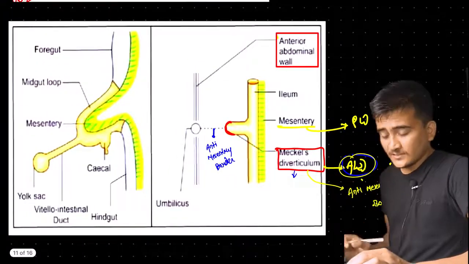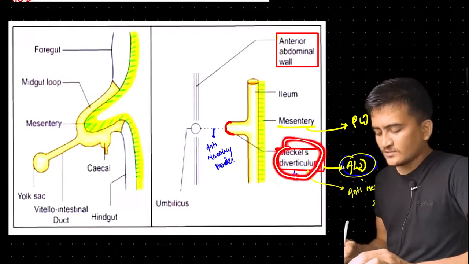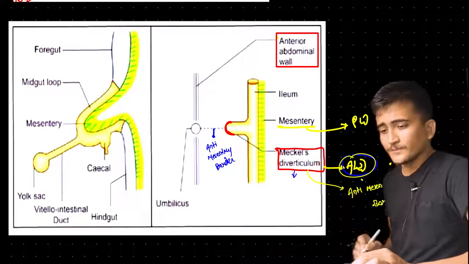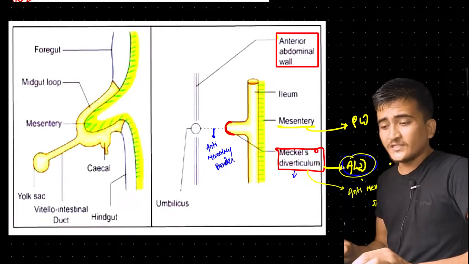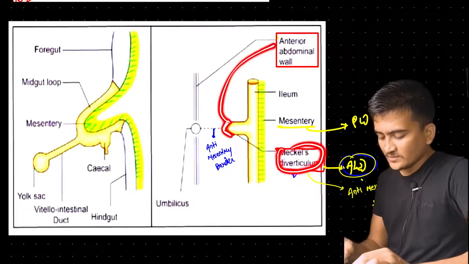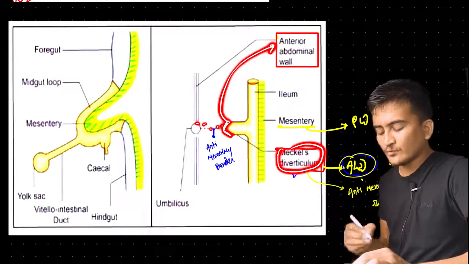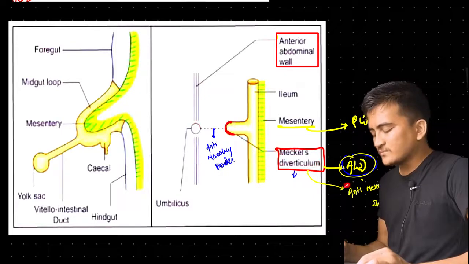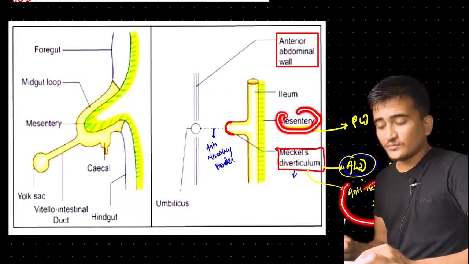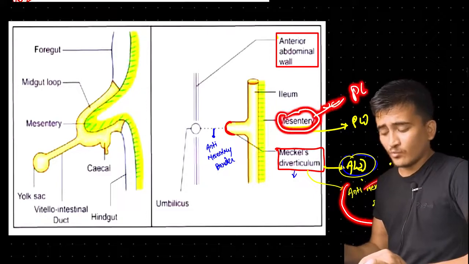Now again, I would like to recall in order. The first point is this Meckel's diverticulum. What is this? This is the remnant of the vitellointestinal duct. Simple. Now, where is this Meckel's diverticulum present? It is present close to the anterior abdominal wall, or this can also be said as present in the anti-mesenteric border. That's all. And the mesentery, what we said is that the mesentery is present in the posterior wall, right?